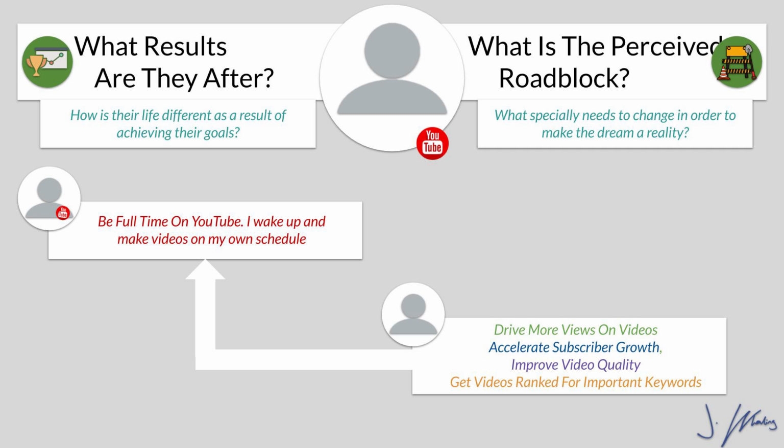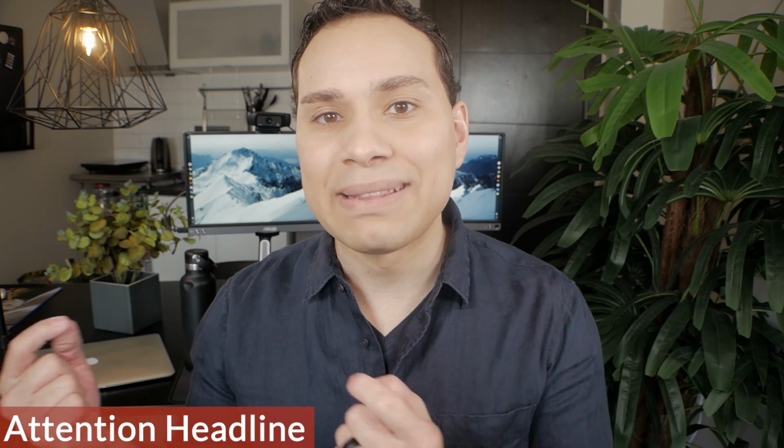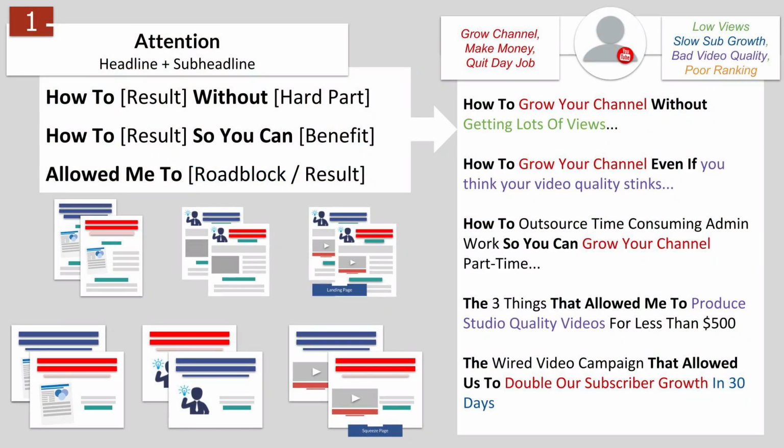Obviously, you're going to take 30 to 40 minutes, not just pull some things off the top of your head, because you want your copy to really convert. And then you can take those and plug them into the three formulas we just talked about. So here's how we can take all of that information and actually start making headlines that we could put on our landing page. So the first example we have here is how to grow your channel without getting lots of views.